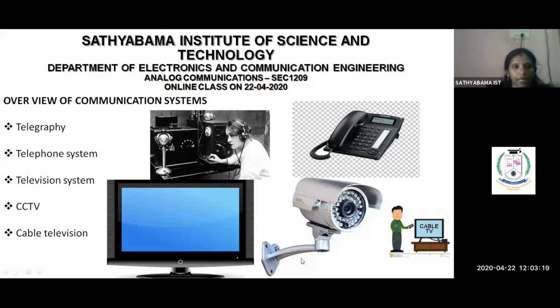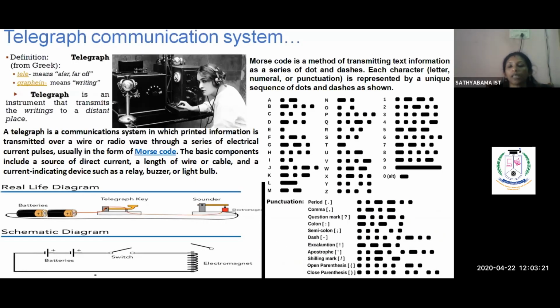Seeing in detail. The first topic is the telegraph communication system. The word telegraph is obtained from the Greek words: tele means far off and graphing means writing. A telegraph is an instrument that transmits writing to a distant place.